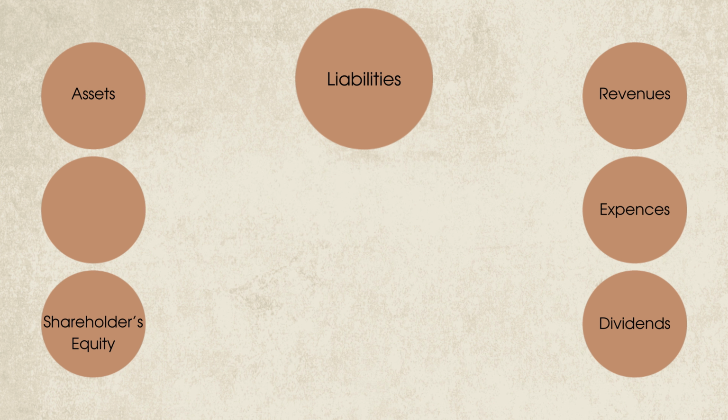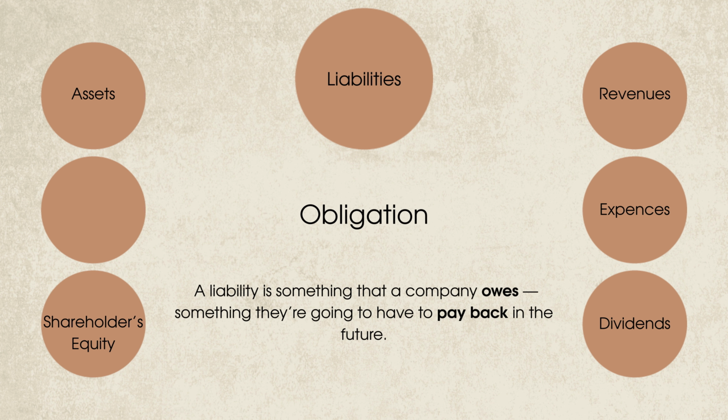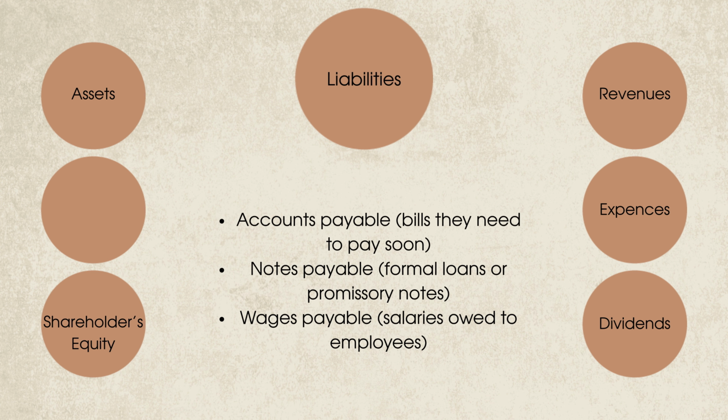Moving on to liabilities. If the keyword for assets is value, then for liabilities think obligation. A liability is something that a company owes, something they're going to have to pay back in the future. As a student, think about your student loans or a credit card bill. Those are liabilities. For companies, common liabilities include accounts payable, bills they need to pay soon; notes payable, formal loans or promissory notes; wages payable, salaries owed to employees.